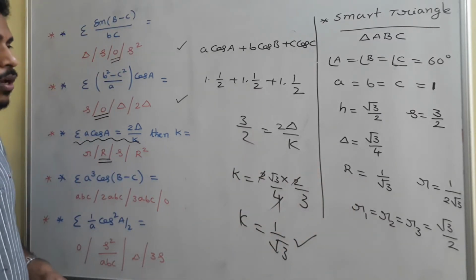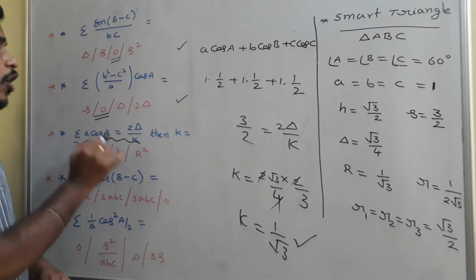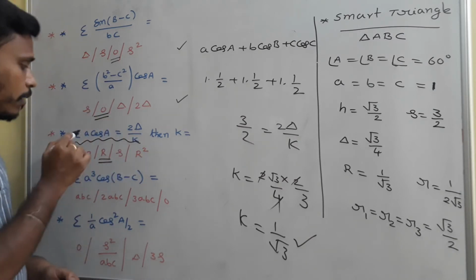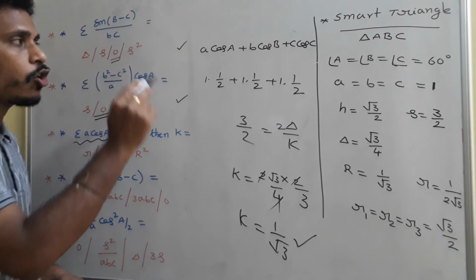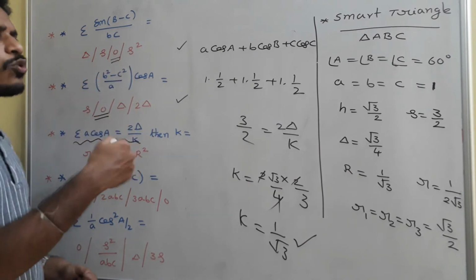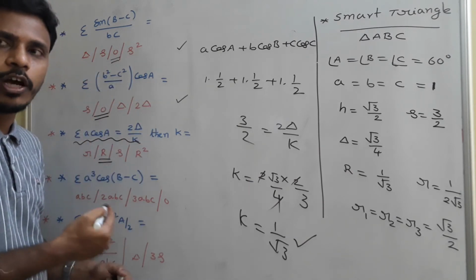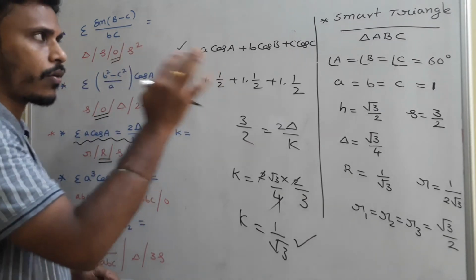There is the problem. Just have a look. Sigma a cos A is 2 delta by k. Sigma A cos A means A cos A plus B cos B plus C cos C. Without using sine rule, cosine rule and area formula, directly I am using the idea of smart triangle.